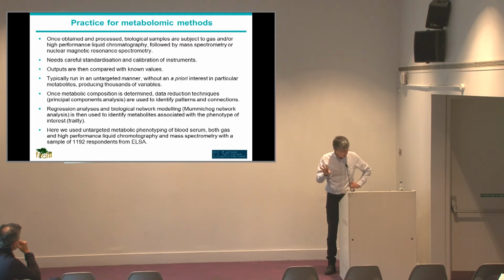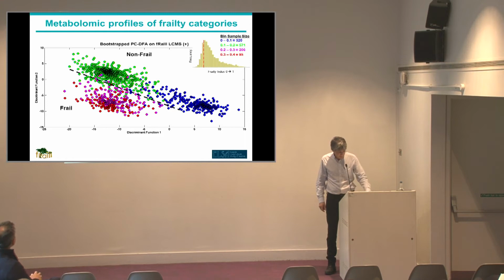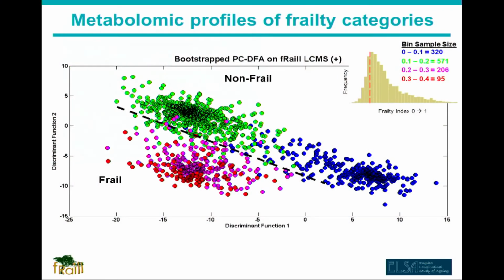So the work that I'm going to describe to you is untargeted metabolic phenotyping of blood serum that we've obtained from ELSA participants using gas and high-performance liquid chromatography. I'm just going to show you the outputs from, I think, positive high-performance liquid chromatography, followed by mass spectrometry, with a sample of just over 1,000 people who were studied in ELSA. And this is the kind of output you get once your colleagues who know how to do this have got through the first phase of the analysis.